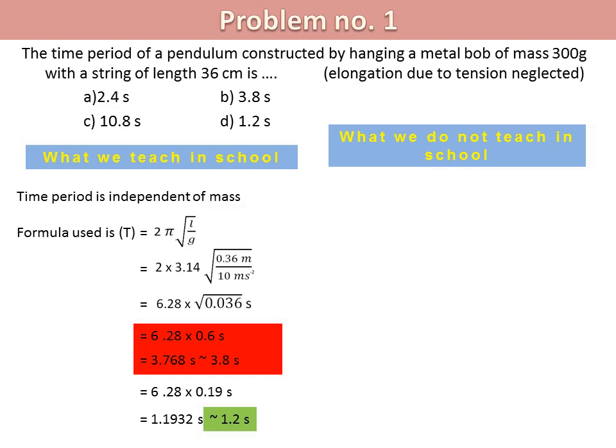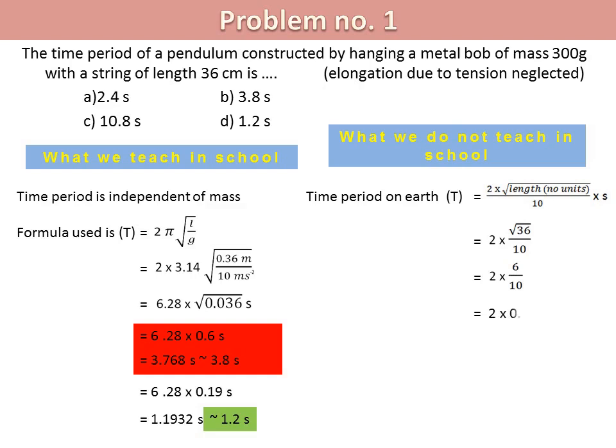For example, this time period on Earth can also be found using the formula 2 into root of length, with no units, divided by 10, in seconds. How does this work? All he has to do is 2 times take the root of 36, which is given in centimeter, only the magnitude we are taking here, 36, and divide by 10. So it is 2 into 6 by 10. So 2 into 0.6, it is 1.2.